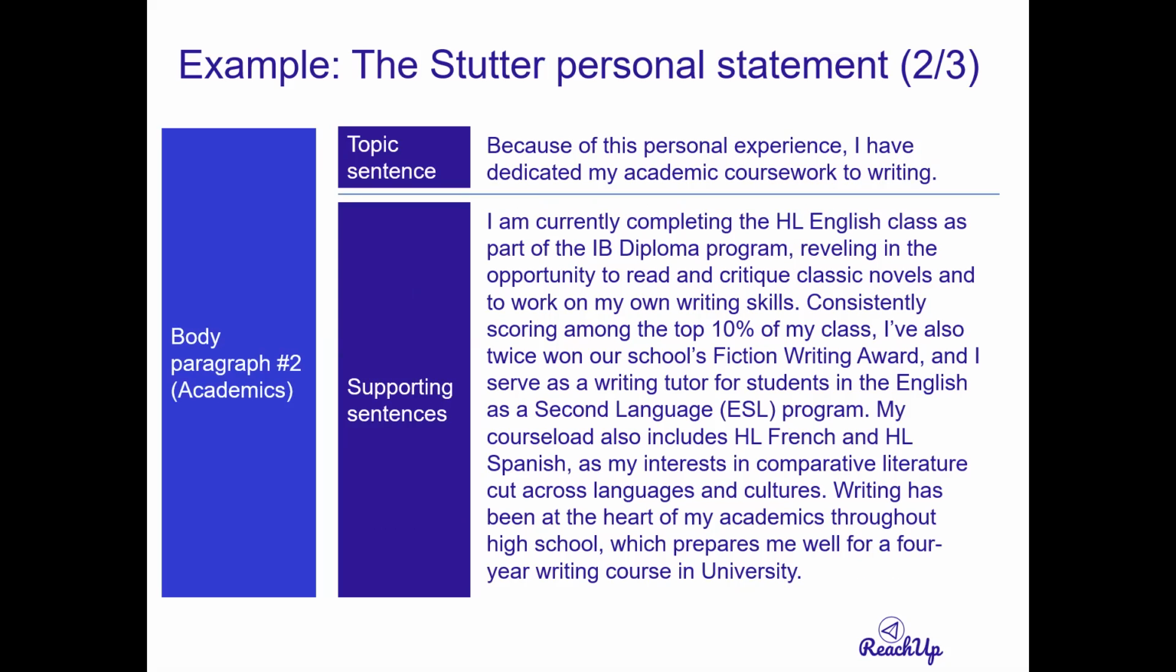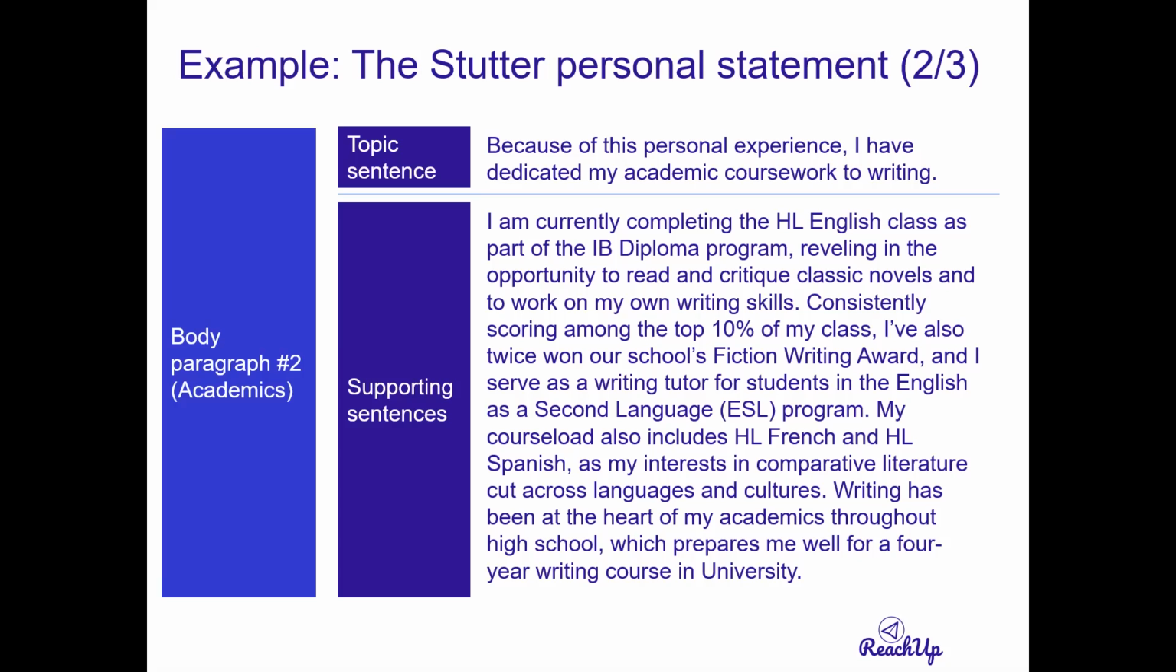We won't go through all the body paragraphs of this Stutter personal statement, but let's look through the second one. The purpose of this body paragraph is for the applicant to demonstrate how his academics reveal his passion and suitability to study writing in university. He talks about, and the topic sentence is, because of this personal experience, being the stutter that he developed, I've dedicated my academic coursework to writing. So now as a reader, I know that the rest of this paragraph is going to be focused on how the applicant's academic achievements and history show his passion for writing.